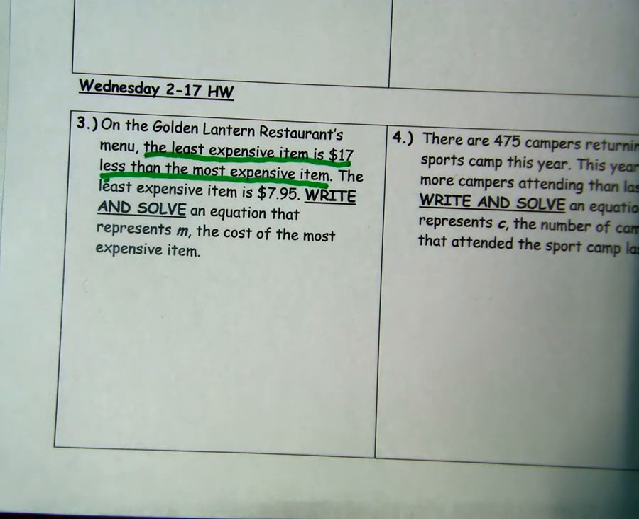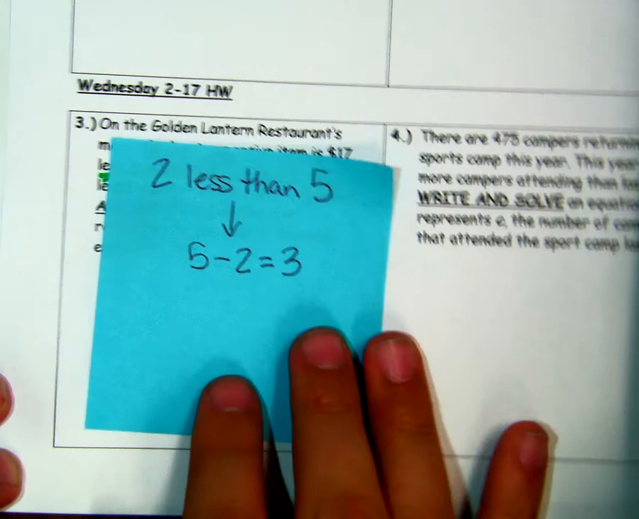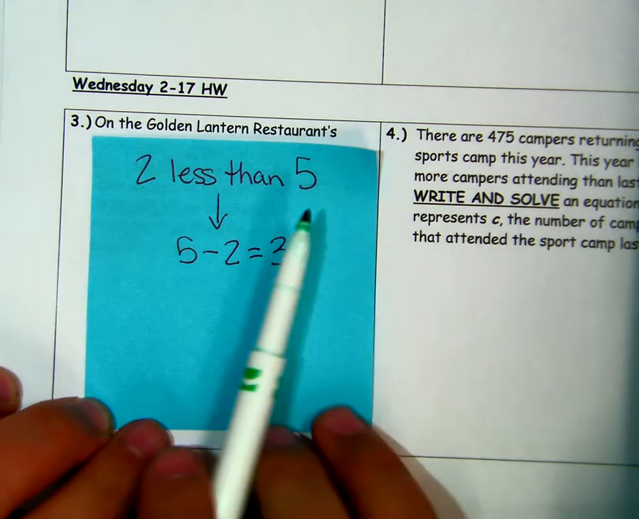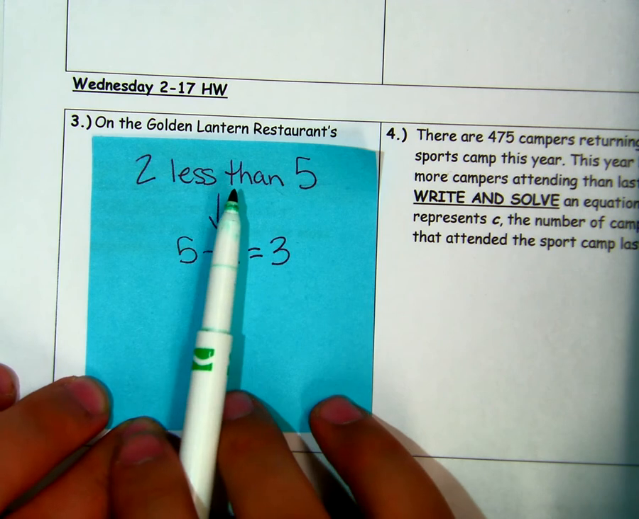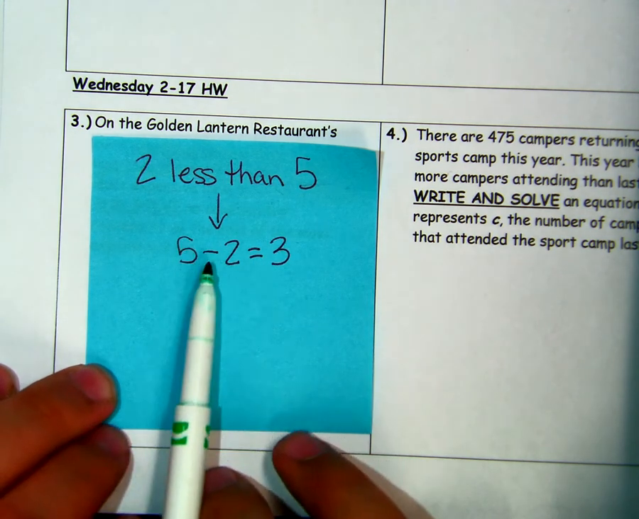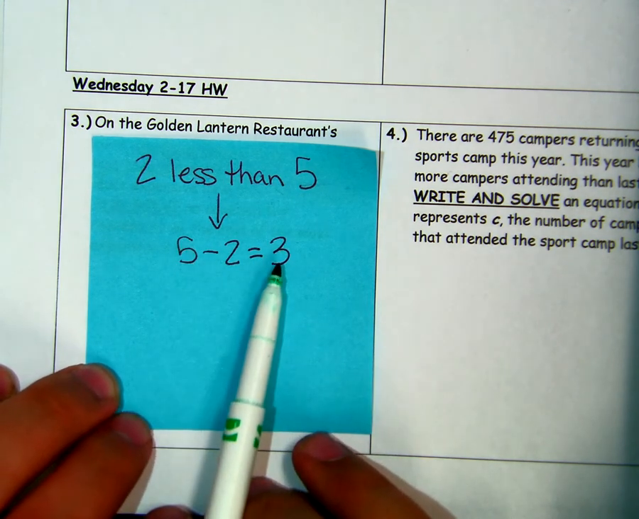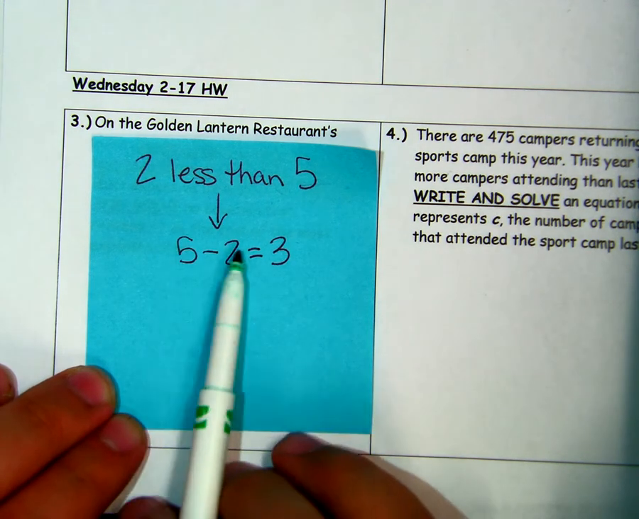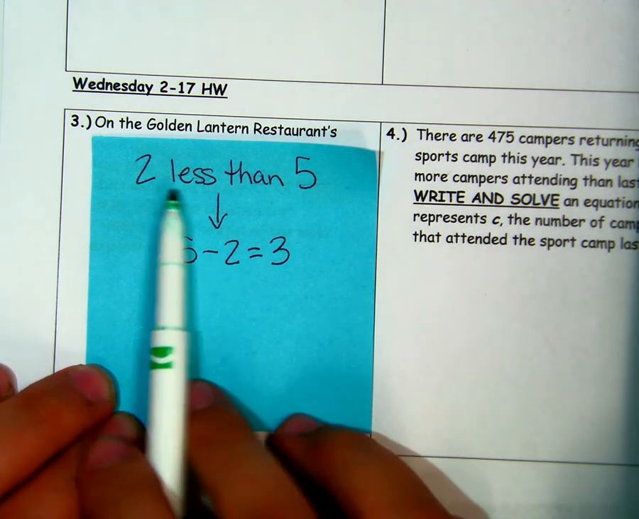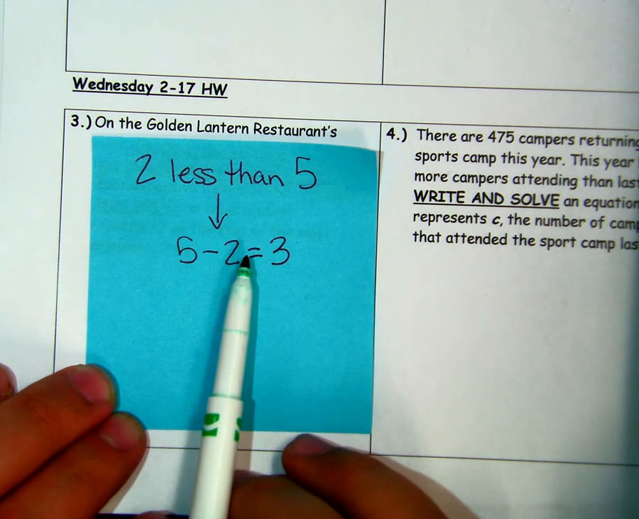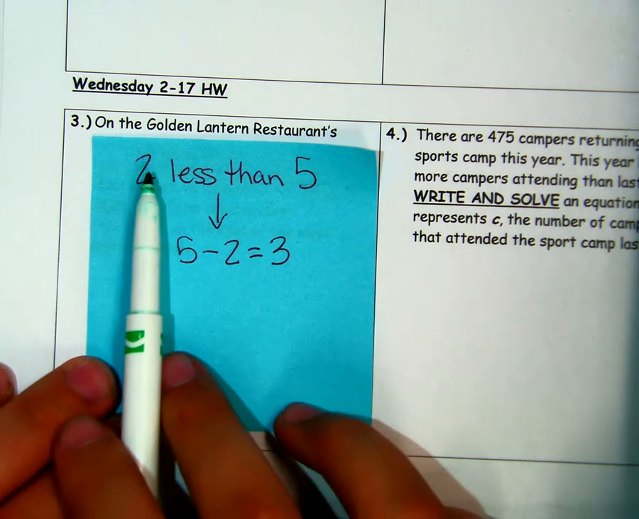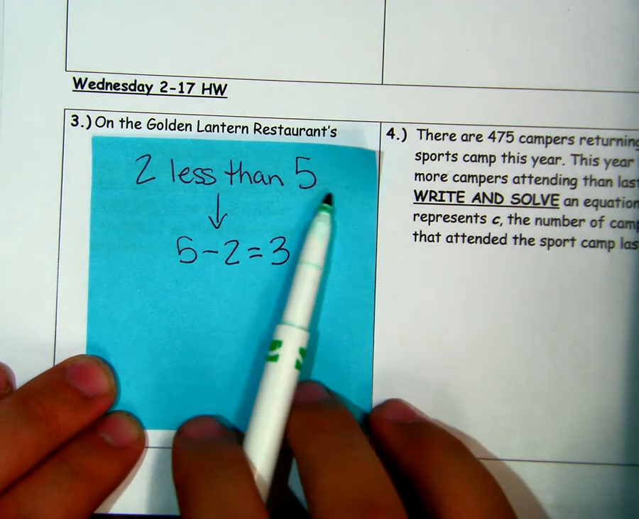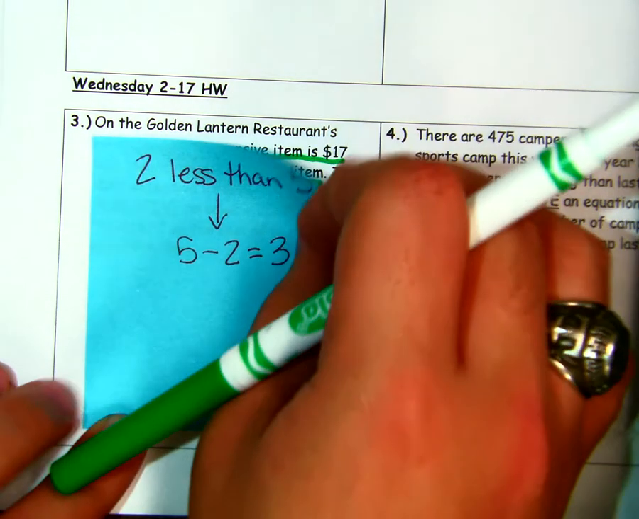If I gave you the phrase 2 less than 5, if I asked you what 2 less than 5 was, you would automatically tell me that this was 3. And we get 3 by doing 5 minus 2. So notice between the verb phrase and my expression that the order of the numbers is switched. Instead of the 2 being first in my expression, my 2 actually comes second. And instead of the 5 being second, it actually comes first.